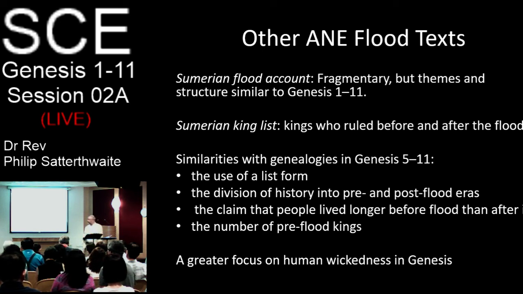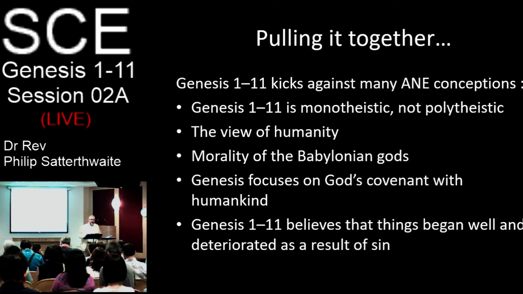For example, Genesis 1 to 11 is monotheistic, not polytheistic. God's reasons for creating man are not so that men and women should work for him. That's not given as a reason. On the contrary, it's God who supplies man with food, not the human beings who are supposed to supply the gods with food, as in the ancient Near Eastern texts.